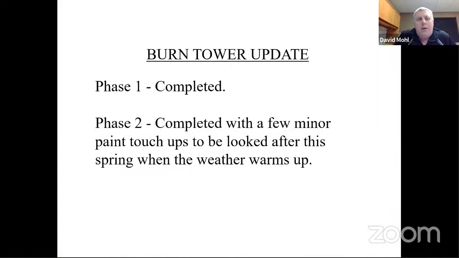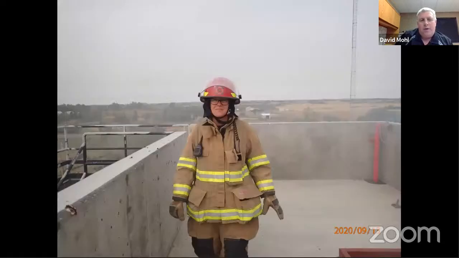Our burn tower update: Phase 1's completed. Phase 2's pretty much completed, just a few minor paint touch-ups to be looked after this spring when the weather warms up. Again, they were delayed with COVID, got out here, did some of the changing on our staircase for us, but never got around to doing the paint deficiencies, just ran out of time. You can see in this picture, which by the way is the very top roof of the tower looking to the north, if you look off to your left, you'll see the primer and stuff on the railing, little things like that that you just need to finish doing some touch-ups.